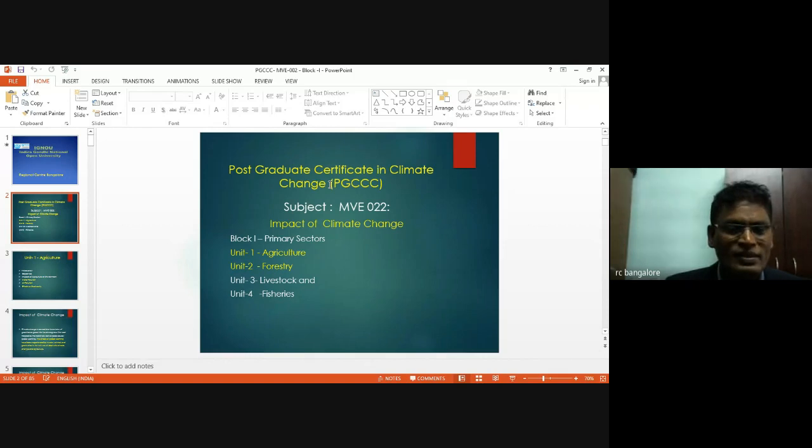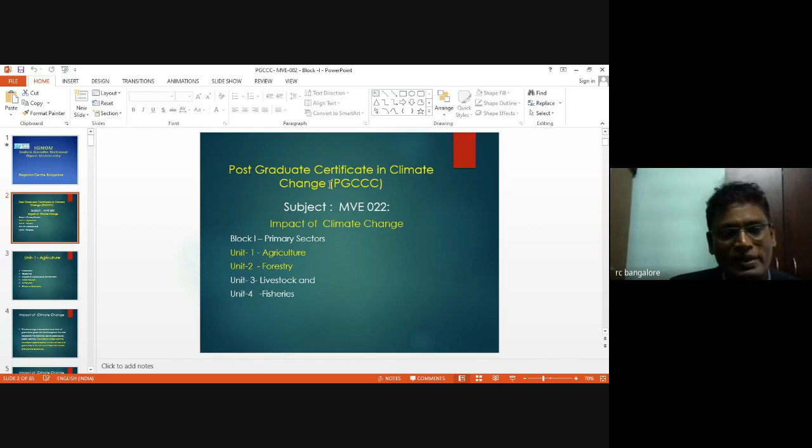Otherwise, this is the combined class for this program, postgraduate certificate in climate change, under which the subject is ME 00022, impact of climate change. On this topic, we are going to talk today, under which Block 1 comprises 4 units, as per the study material soft copy described here. Unit 1 is agriculture, unit 2 is forestry, unit 3 is livestock, and unit 4 is fisheries.